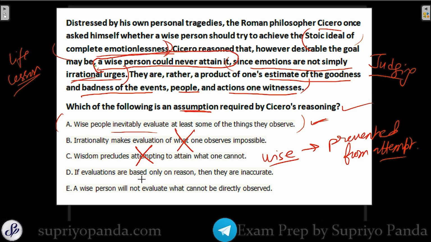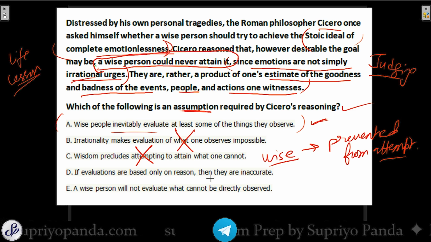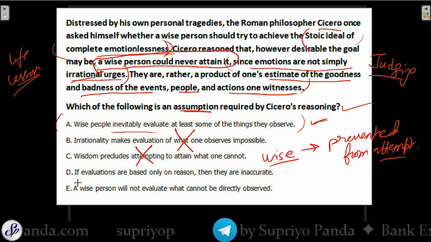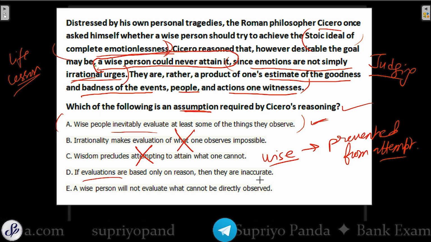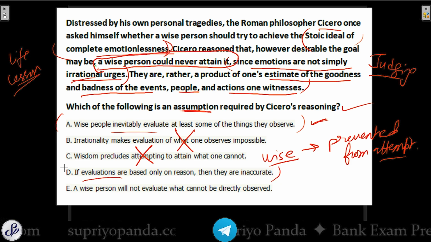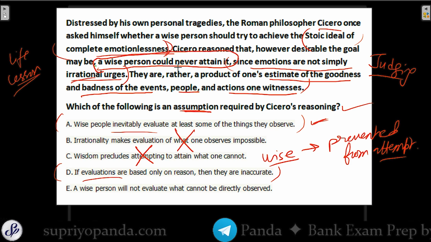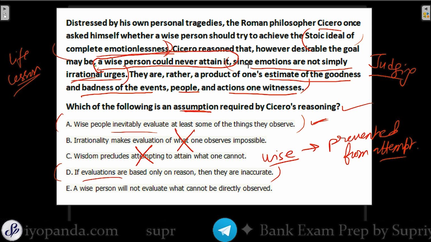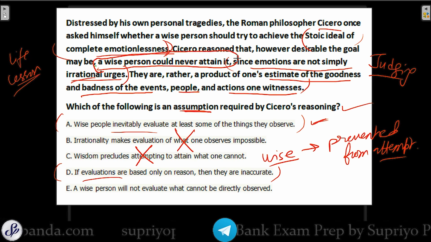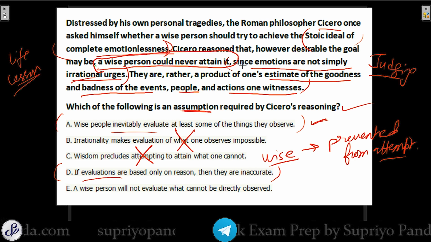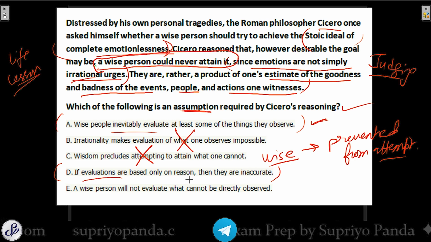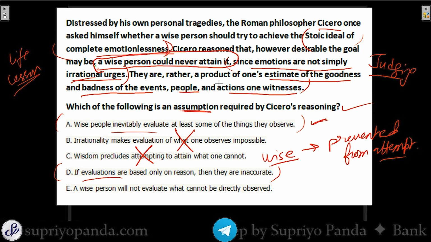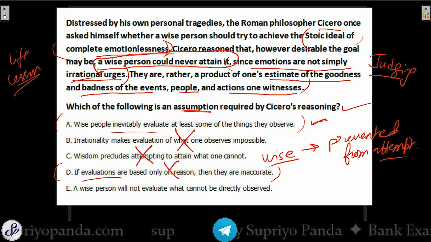Number D, if evaluations are based only on reason, then they are inaccurate. So if you see it, this straight away refutes our conclusion, because the conclusion says that we are all evaluating all of these things, and that is why we cannot be away from emotions, because the emotions are not irrational, so they are actually evaluated. So if based on reason they are evaluated, then they are inaccurate. This actually goes against our conclusion. So that is why we have to again eliminate this one.